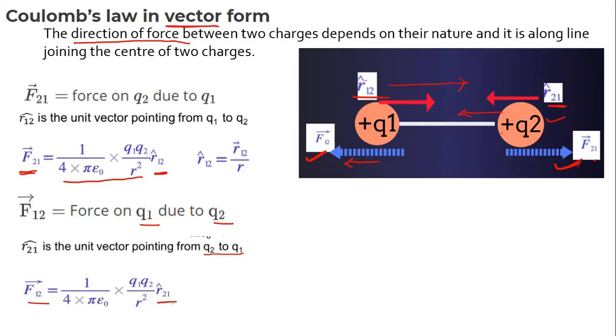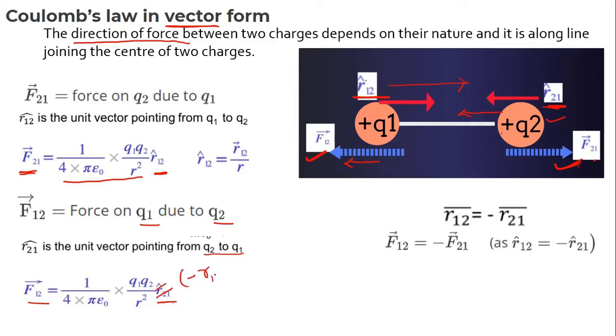So this is the formula, and one basic formula we have for F21. Now in the diagram, the position vector R12 and position vector R21 are opposite to each other. So we can write unit vector R12 is negative of R21. Now in the formula of F12, if I replace R21 with minus R12, it becomes the formula for F21. So F12 is equal to negative of F21, that is, the force on the second charge due to the first charge. This is how we have derived Coulomb's law in vector form.